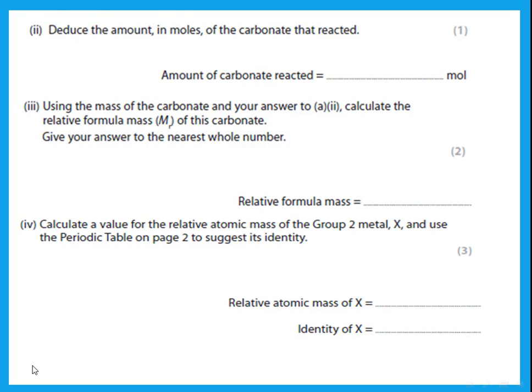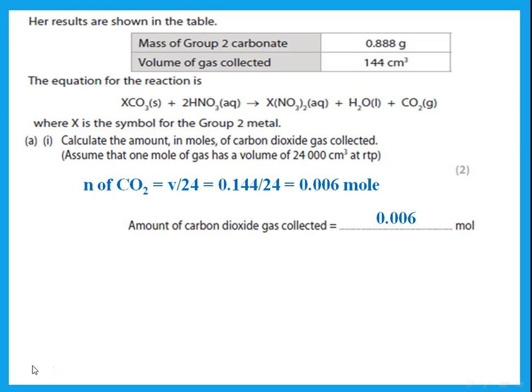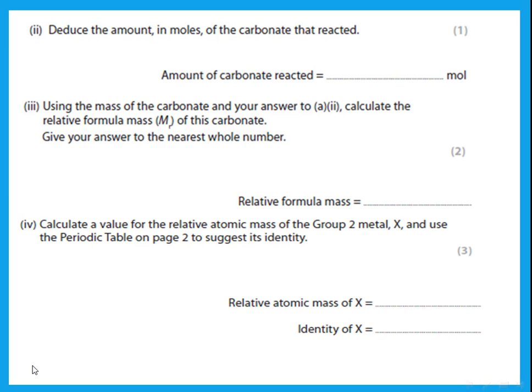Then he says deduce the amount of moles of the carbonate that reacted. So I need to look at the equation. Where is the CO2 and where is the carbonate? You can see that 1 mole of carbonate gives 1 mole of CO2. So if I have a certain number of moles of CO2, this is the same as the number of moles of carbonate.